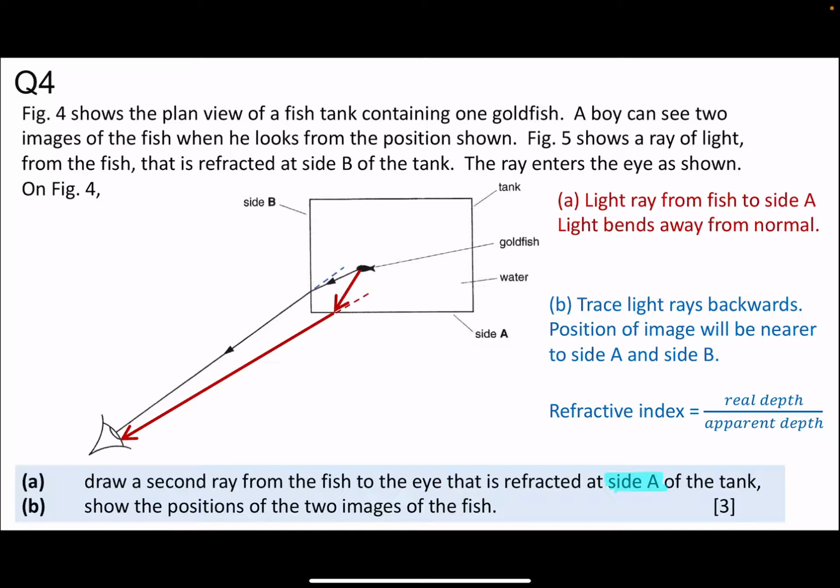So, trace the light rays backwards and draw the image of the fish nearer to side A and nearer to side B.